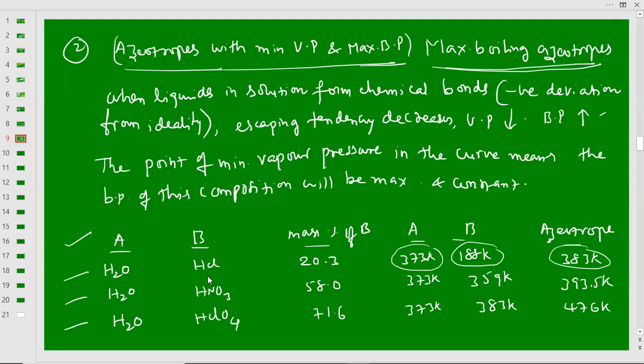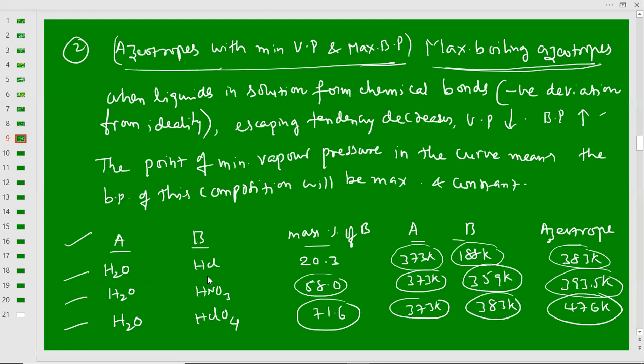In the case of nitric acid and water, the same thing is noticed. Nitric acid, in some books, is given as 68, and here we have given 58. So 58 to 68, yes, you can take 68. As per this explanation, with 373 for water and 359 for nitric acid, we got a 393.5 Kelvin azeotrope maximum, that is greater than the individual. That of water is 71.6 in the case of the perchloric acid mixture, and it is also 476, greatly differentiated.